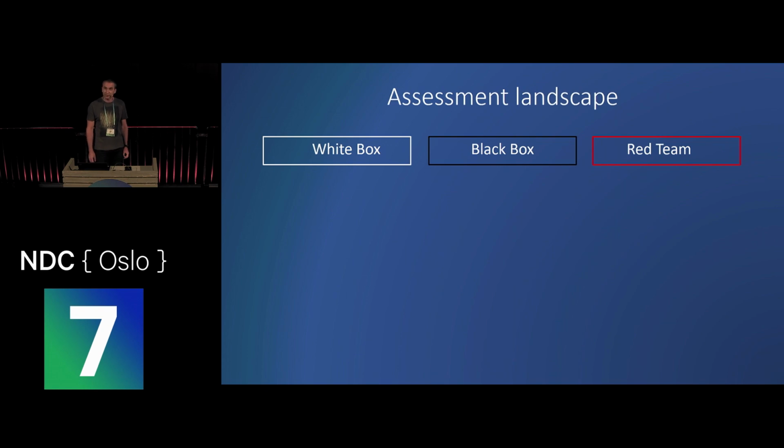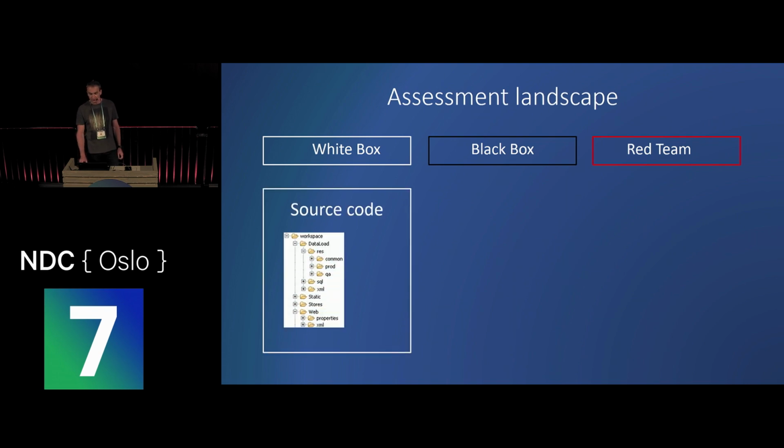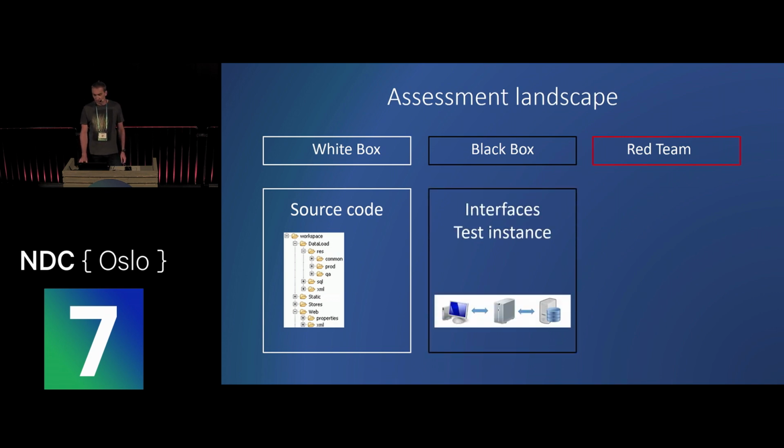So let's take a look at the landscape that I would like to use to make a comparison. Under white box test, I mean just the static source code review. Under black box testing, I mean the penetration testing. So we bring the test instance of our product, we show what the interfaces are, we show even the internals of our code and give the pen testers full access to the environment and let them unleash all the tools that they can use.